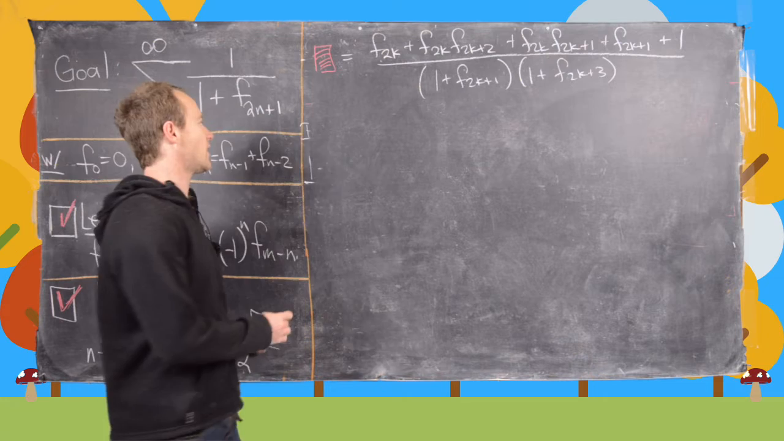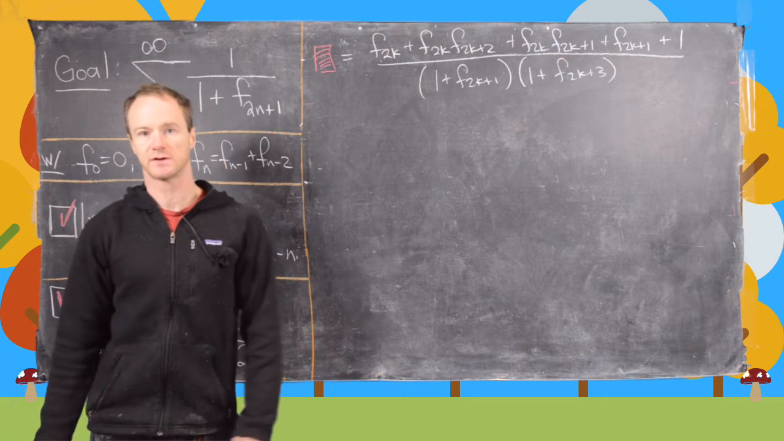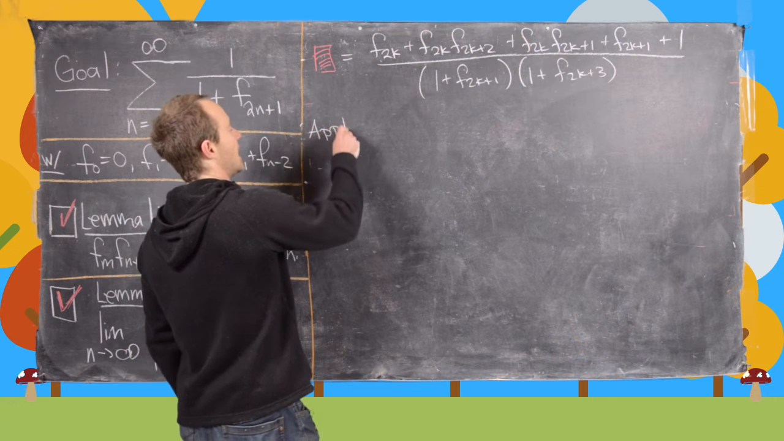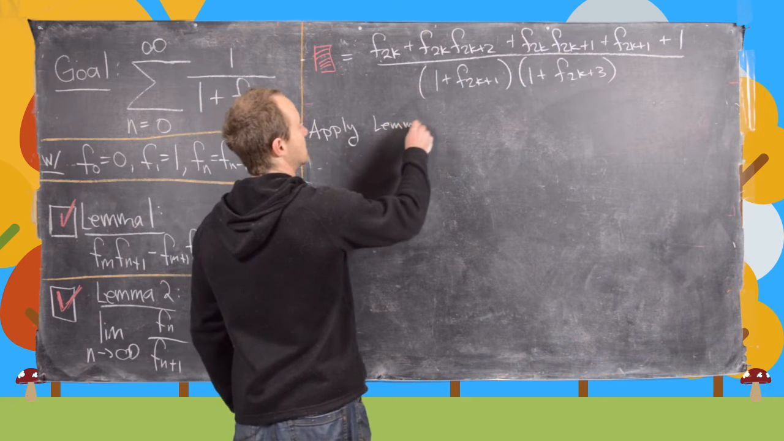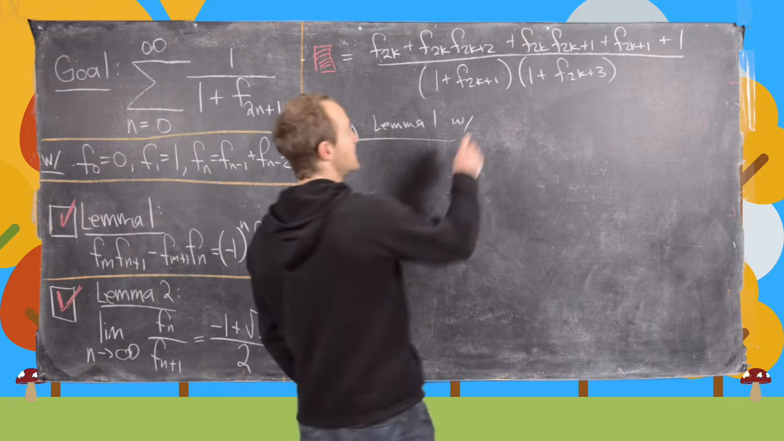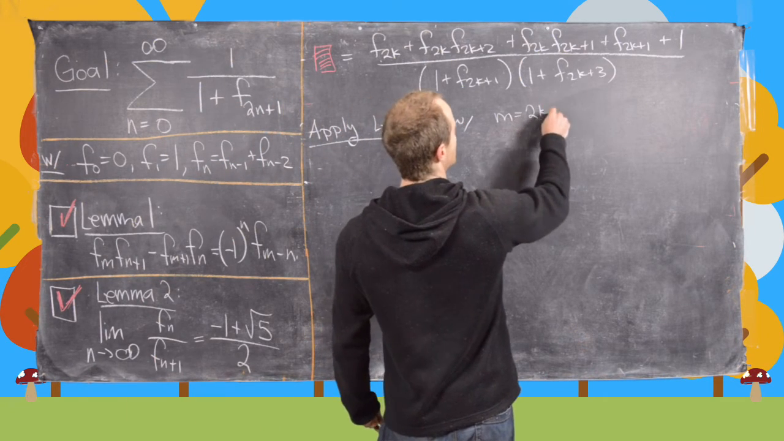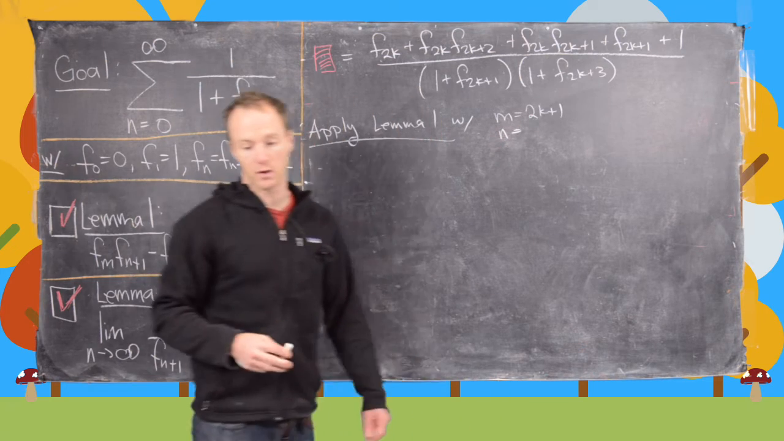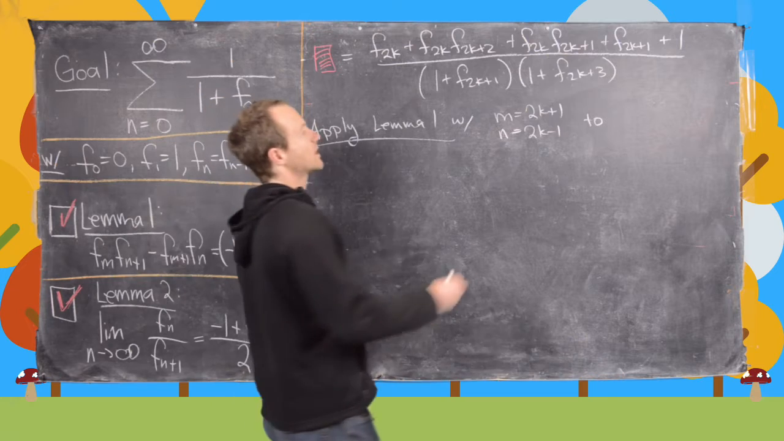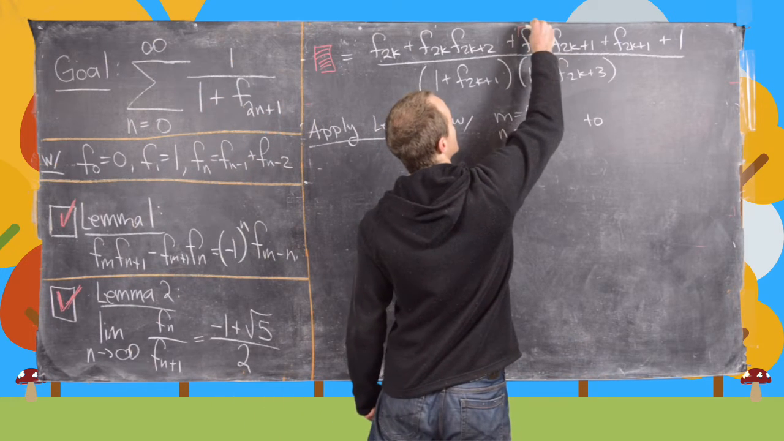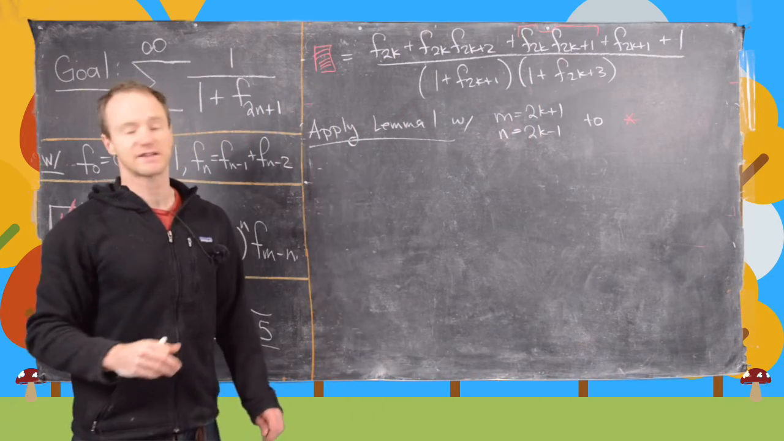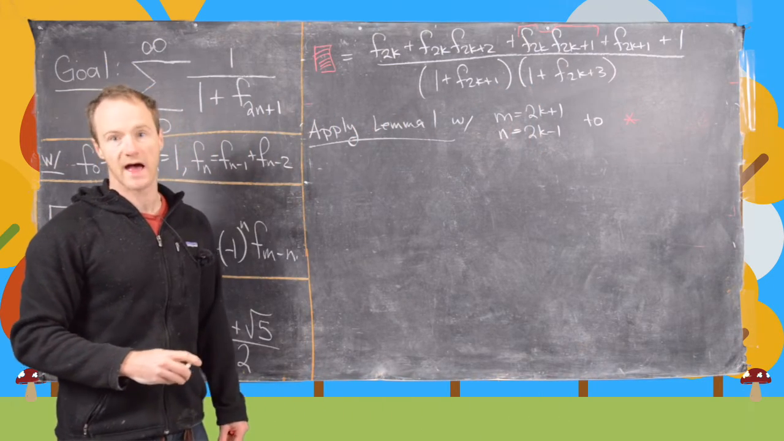We had this quotient of all of these combinations of Fibonacci terms. And now the next thing we want to do is apply lemma 1. So let's apply lemma 1 with, let's see what we need. We need m equals 2k plus 1, and we need n equals 2k minus 1. Okay, so we're going to apply that to this term right here, the one with the weird overline in red.